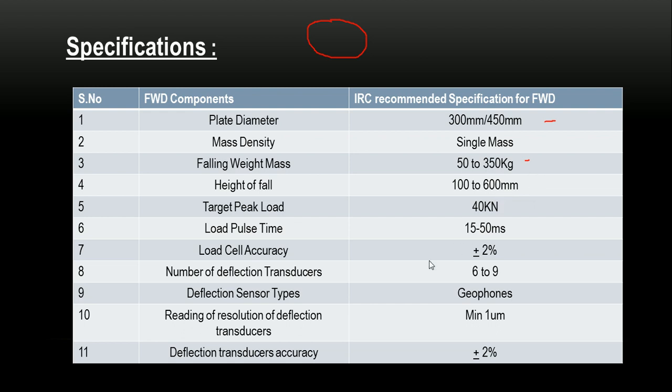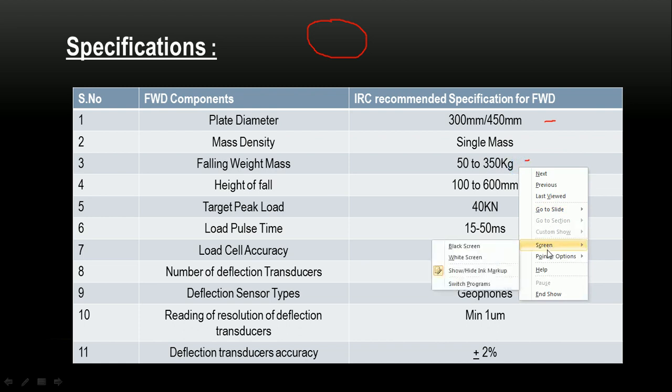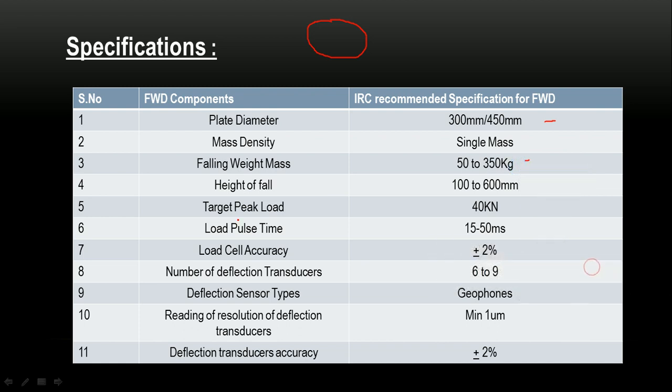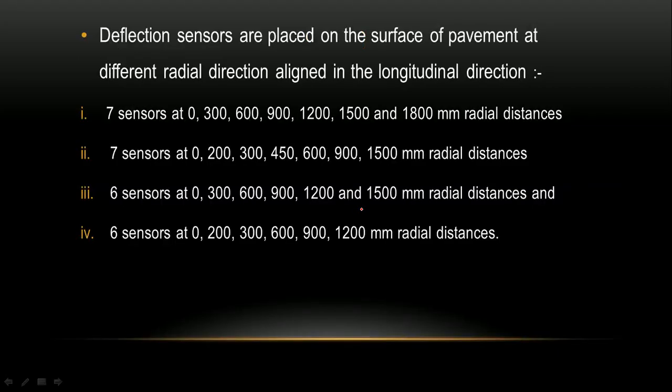From 10 to 600 mm we need to fall the weight of 40 kilonewton. What is the standard weight here? The target load is 40 kilonewton, the number of deflections is 6 to 9, and we are using sensors as geophones, and the deflection has an accuracy of plus or minus 2%. These are all the specifications of the FWD test given by the IRC recommendations.